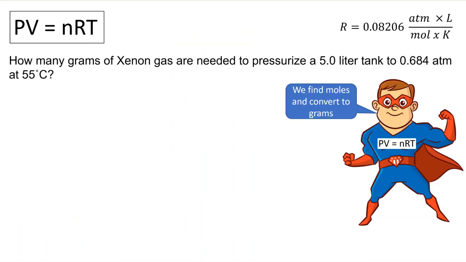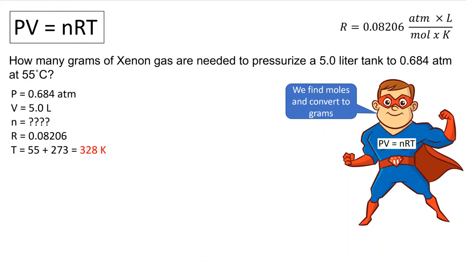Okay, we're going to try another similar problem. How many grams of xenon gas are needed to pressurize a 5-liter tank to 0.684 atmospheres at 55 degrees Celsius? So, Mr. Ideal Man says we find moles and convert to grams. So this time we're going to use PV equals nRT first and then solve for grams.